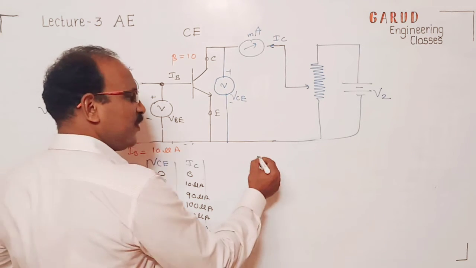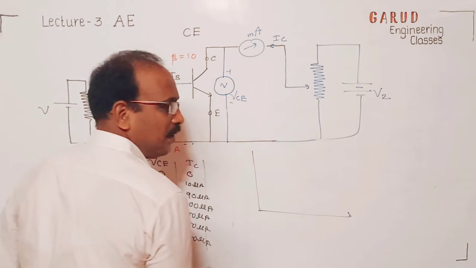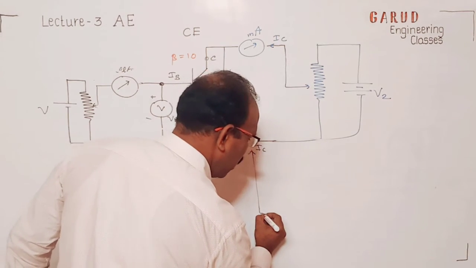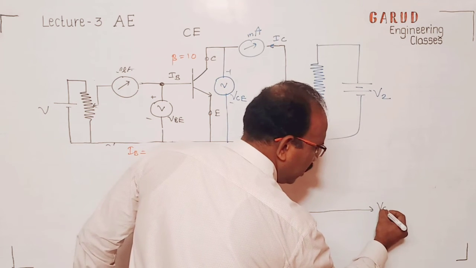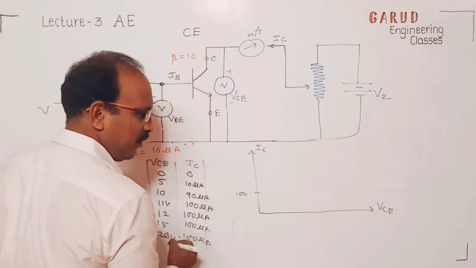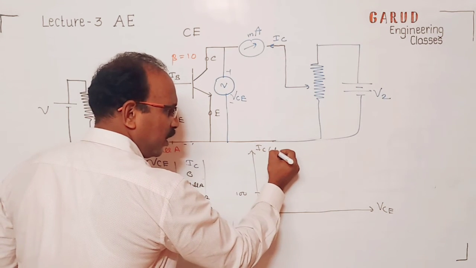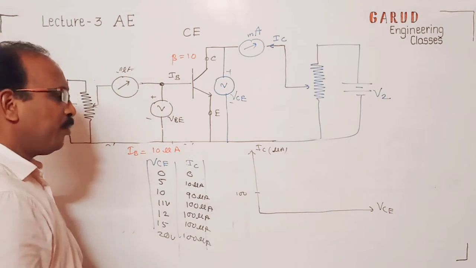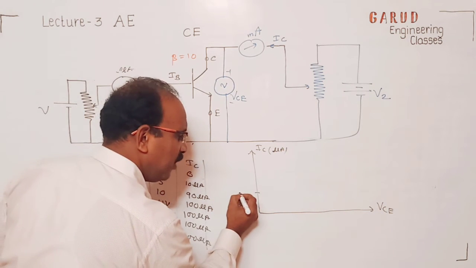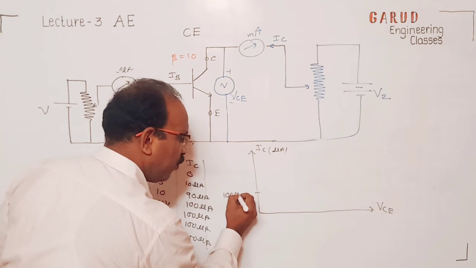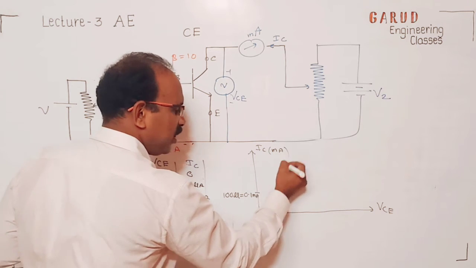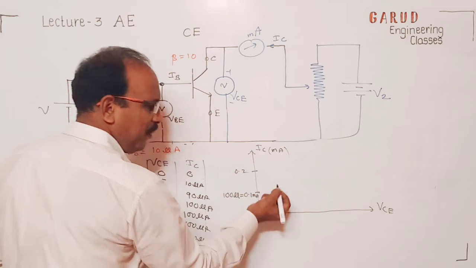So what will be the characteristics of this? You can see, suppose this is output current IC, and you are varying VCE. Your demand is this much, like 100 microampere. This is in microampere; if I say it should be in milliampere, correct? We can say 0.1 milliampere. Suppose here I write 100 micro equal to 0.1 milliampere, and here I write milliampere. This is 0.1 milliampere, this is 0.2 milliampere, like this.